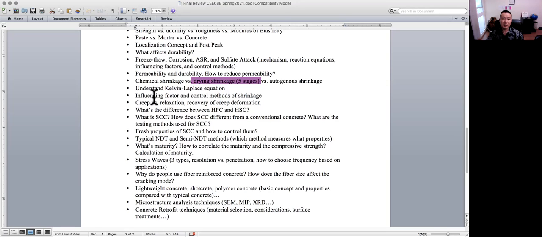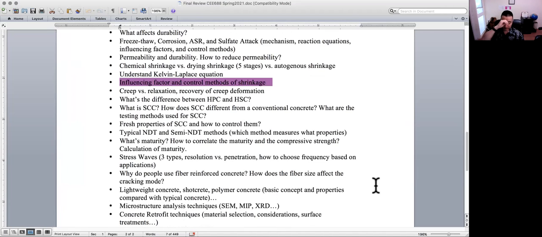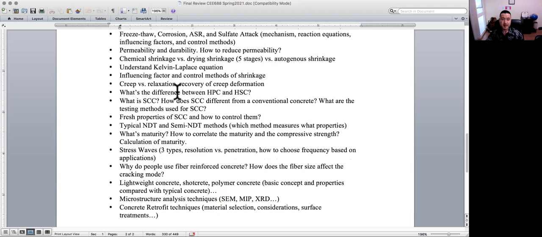Then next, influencing factors and control methods for shrinkage. You can control water cement ratio and moisture loss for dry shrinkage. You can control the volume of aggregate if you can do that. Humidity, all the factors affecting shrinkage. Other potential measures you can use to control the shrinkage.